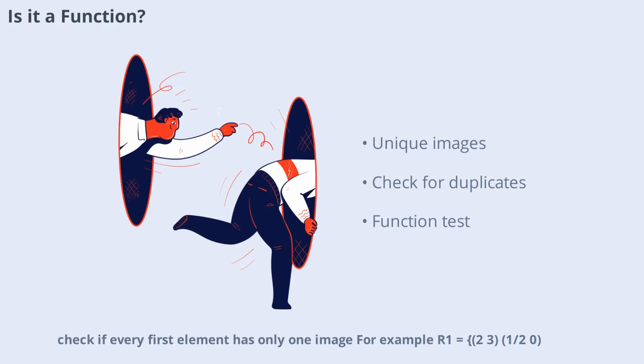For example, R1 = {(2, 3), (1, 2), (0, 2), (7, 4), (6, ...)} is not a function because 2 maps to both 3 and 7. However, R2 = {(x, x) : x in R} is a function because each x has a unique image.